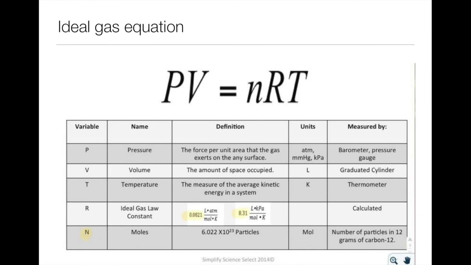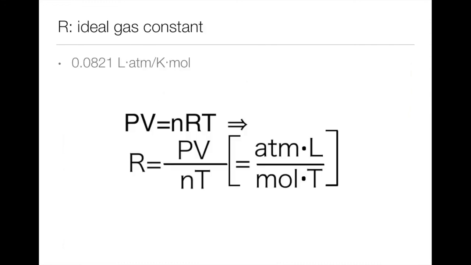T is the Kelvin temperature, and R is the ideal gas constant. This is the value of R if the volume is expressed in liters, the pressure in atmospheres and the temperature in Kelvin: 0.0821. Now, you can calculate R for other units as well, but for these units, it's always that.